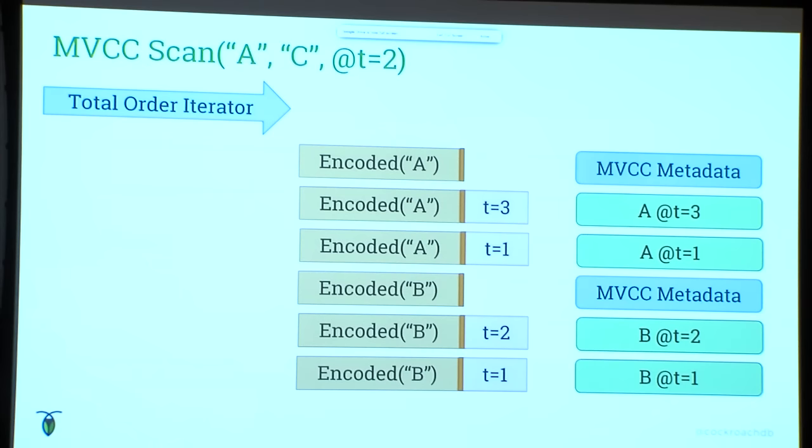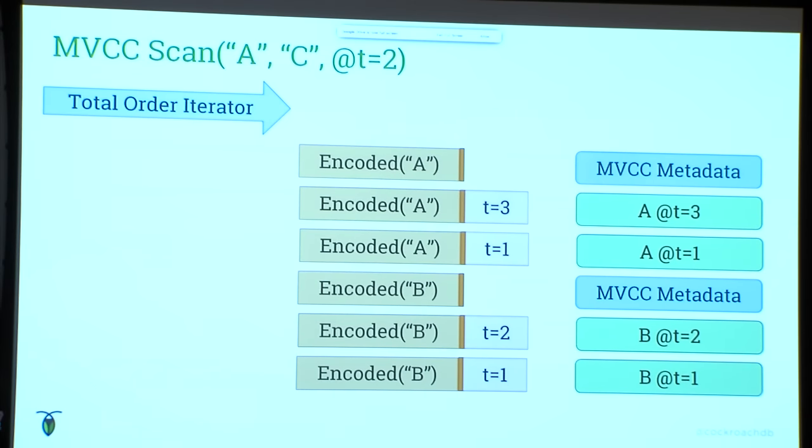So it's a bit different for a scan. With the scan, unfortunately, we can't use the bloom filters because, for example, for scanning between A and C, we really don't know what could possibly be in there. We don't know whether A is the first one, or it's A00 or AAB. We have no idea. So the bloom filters don't work for us. So we have to use a total order iterator.